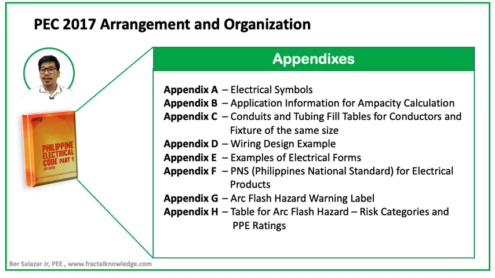Appendix A is about electrical symbols. B is application information for ampacity calculation. C is conduit and tubing fill, tables for conductors and fixtures of the same size. D is wiring design example. E is examples of electrical forms. F is PNS or the Philippine National Standard for Electrical Products. G is arc flash hazard warning label, the recommended label that should be posted in every electrical energized part. H is a table for arc flash hazard, risk categories and PPE rating selections that you can use.